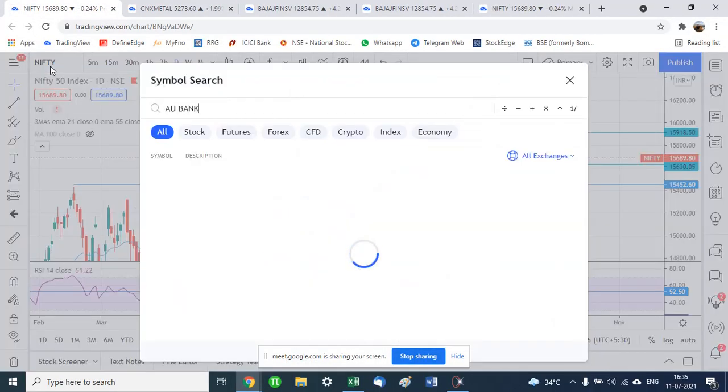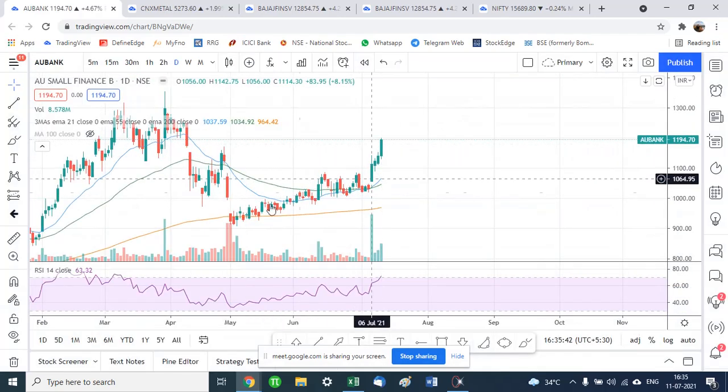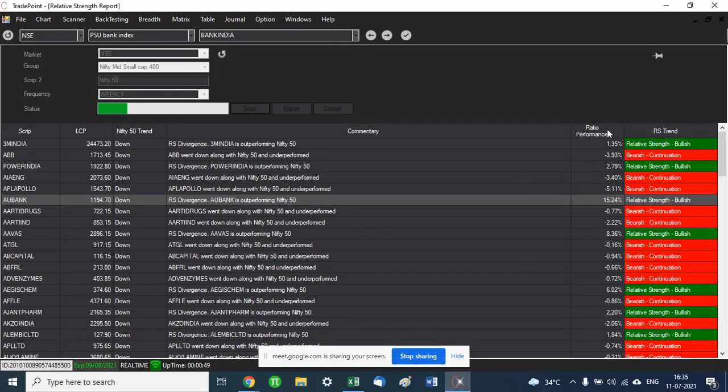If we look at the AU Bank chart, we can find here it has been in an uptrend. Once this scan has finished running completely, we can organize it using this ratio performance table here, where we can get the maximum outperforming stocks which are doing well on a weekly basis. These are the stocks that have a strong weekly performance. We just wait for the results, and then we can see which stocks are coming up on the horizon currently. In the meantime, any questions so far?